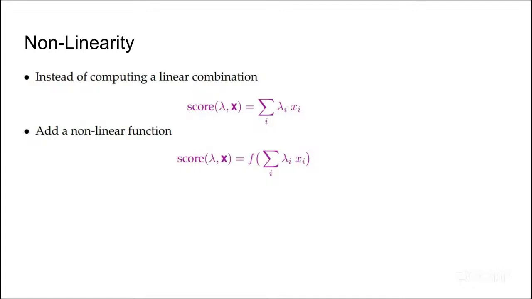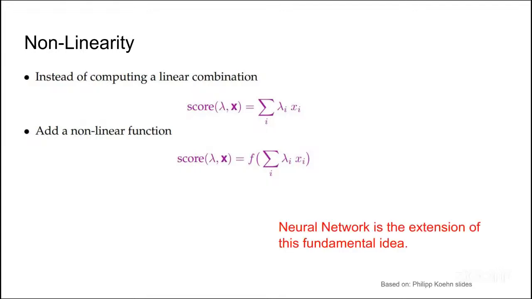So now, a neural network is the extension of this basic fundamental idea that you take a summation of xi lambda i and add a nonlinear function. So this becomes your score, and a neural network just builds on this idea. Let's see how they do.